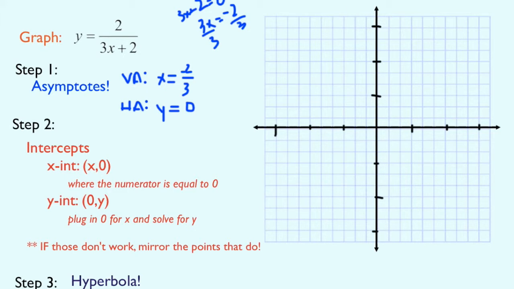So x equals negative 2/3 is right here. We're not going to cross it. And y equals 0 is right there on the x-axis. As for the rest of the graphing, we're going to do it just like we just did. So we're going to find our x-intercept. Well, where does the numerator equal 0? Oh, hey, that won't happen. Let's come back to this.